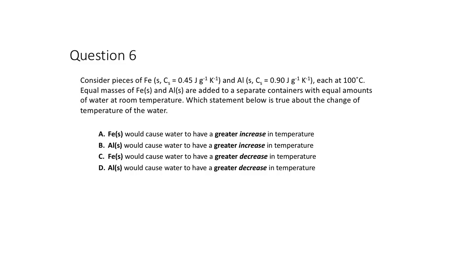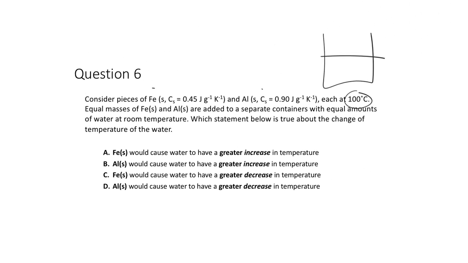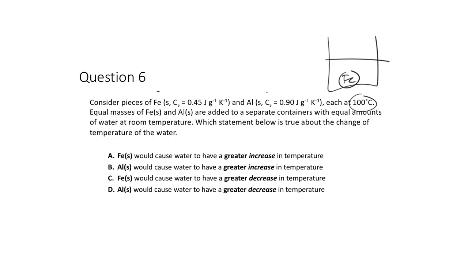Consider pieces of iron solid with a given specific heat, and aluminum solid with a given specific heat, each at 100 degrees C, with equal masses of iron or aluminum added to separate containers with equal amounts of water. So equal masses of iron and aluminum are added to separate containers with equal amounts of water and temperature. So we have hot pieces of iron and aluminum, both at 100 degrees C. So we're going to put iron into a container of water. Then we're going to put aluminum, same mass, into the same amount of water.